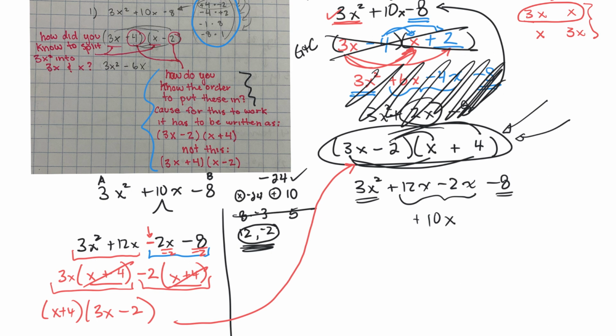According to the commutative law, where order doesn't matter, writing it like this is the same as writing it like that, as long as you keep the factors identical. All right, hopefully that helps you with that factoring question.